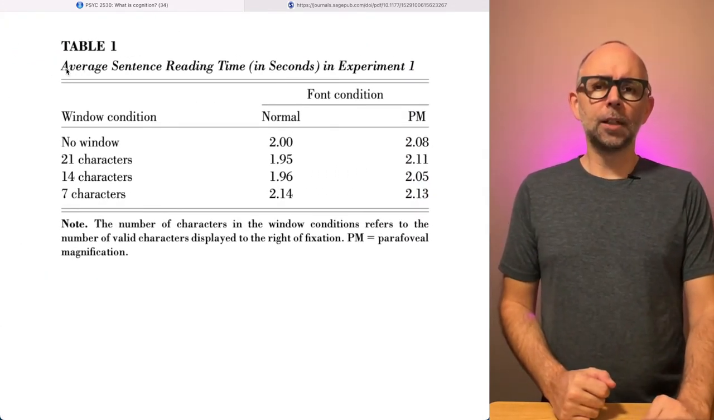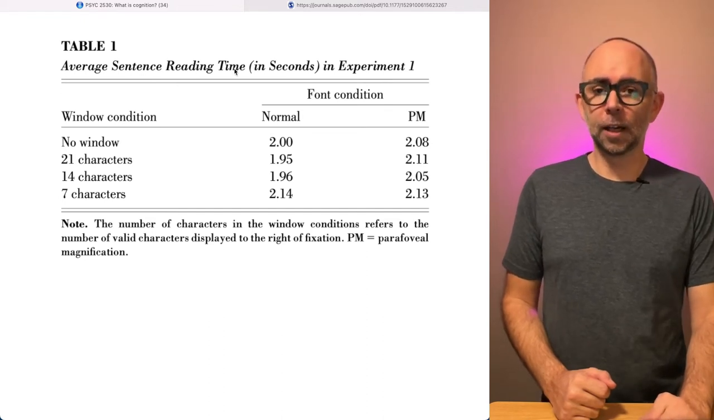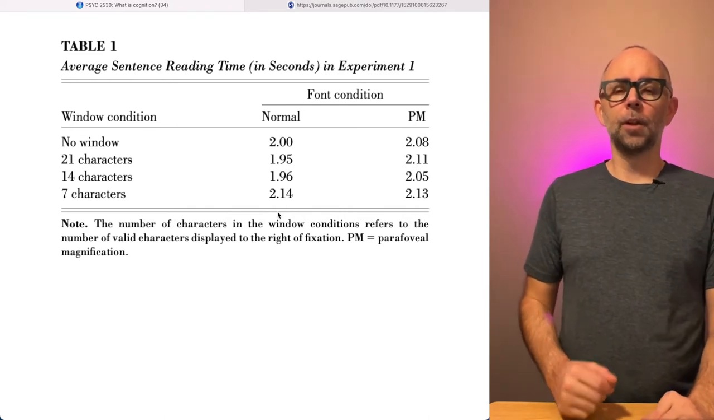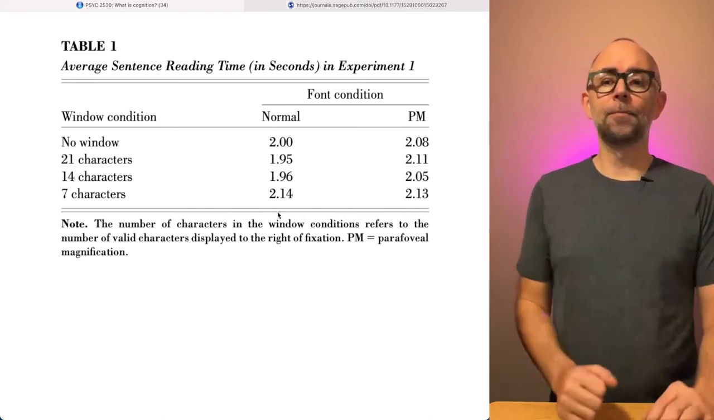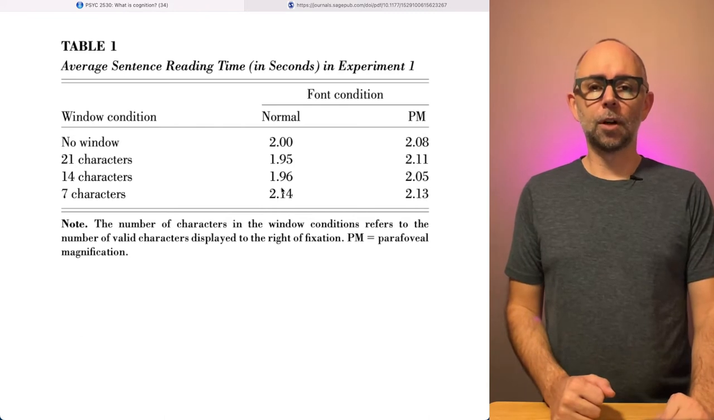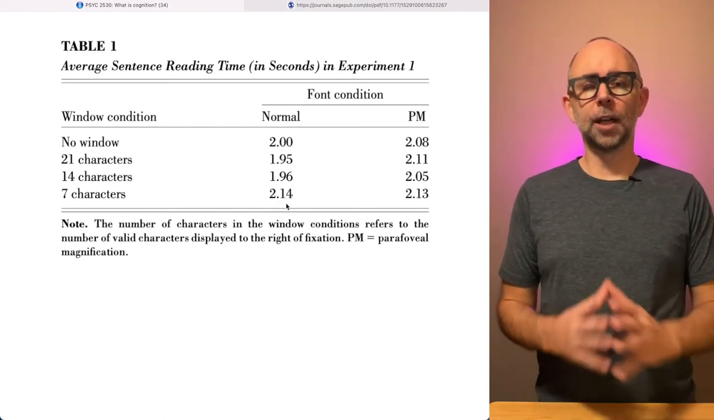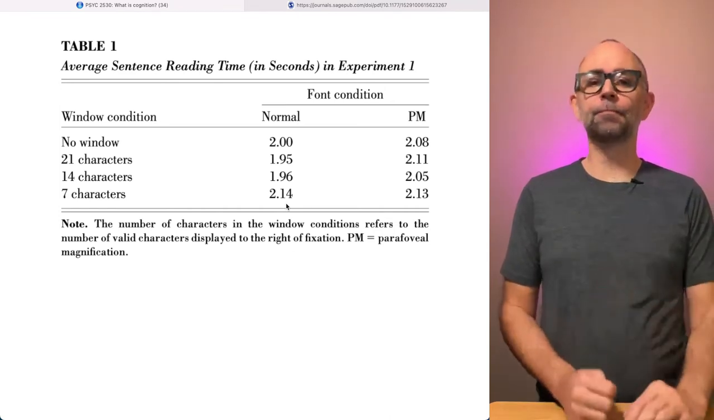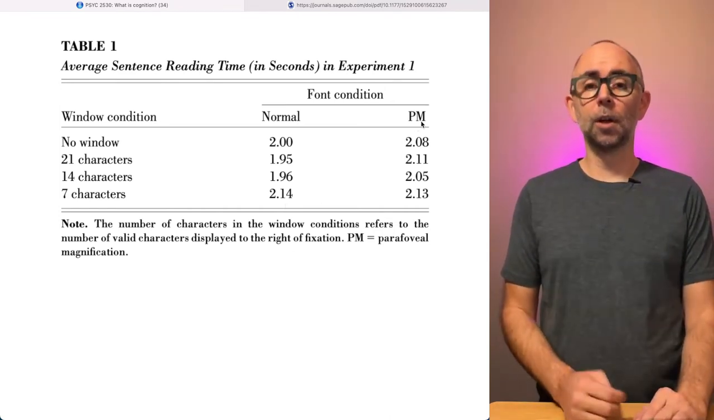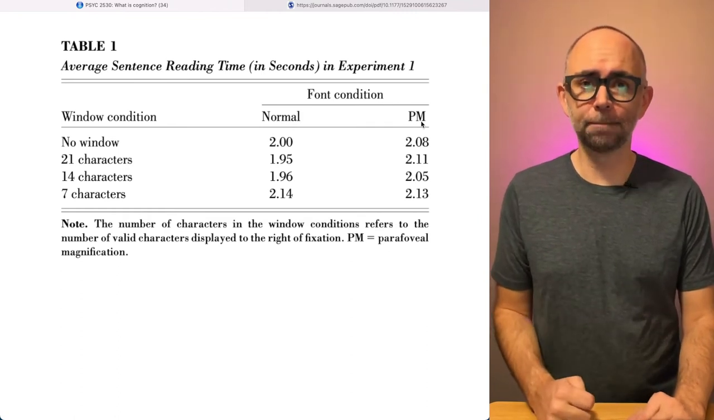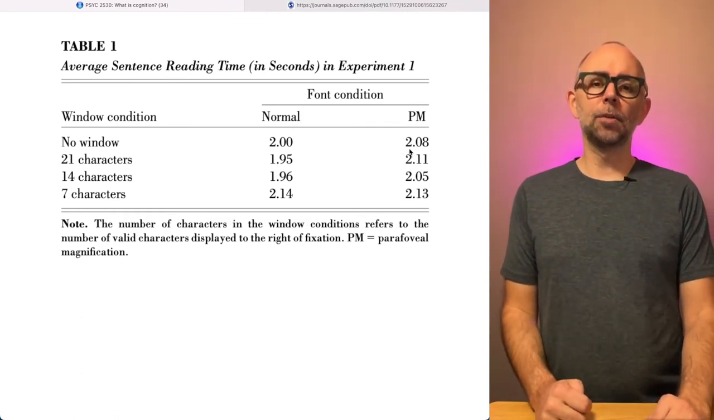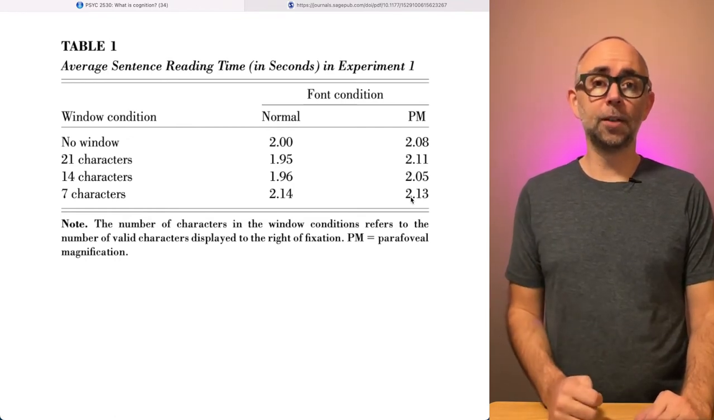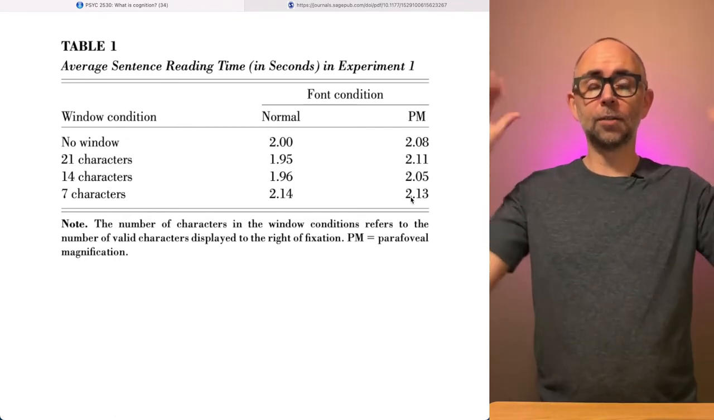They're presenting average sentence reading time. There's two major columns. The normal column refers to normal text. And you can see these numbers are all around 2, which means that people took about 2 seconds to read their sentences. PM stands for parafoveal magnification. And you can see that most of these numbers are about 2 also. So it took about 2 seconds to read those sentences when the words on the outside were made bigger.